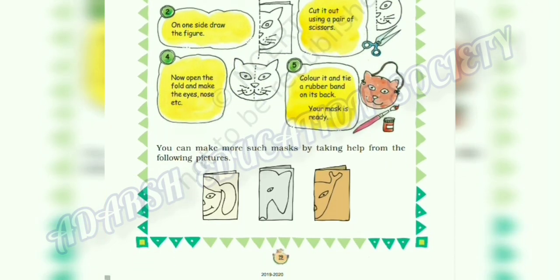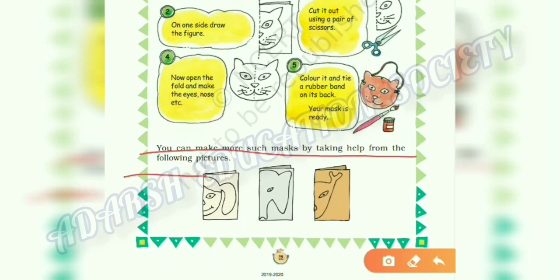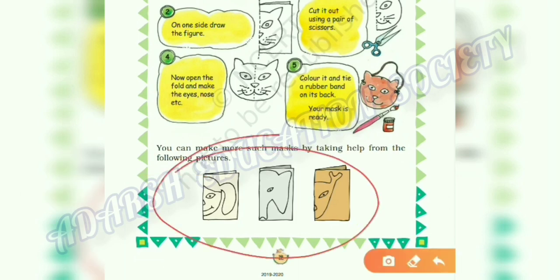Now next, you can make more such masks by taking help from the following pictures. Here they give us examples of other pictures. We can draw these pictures and make different types of masks.